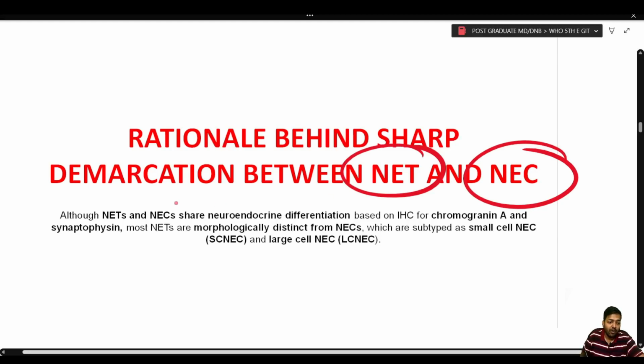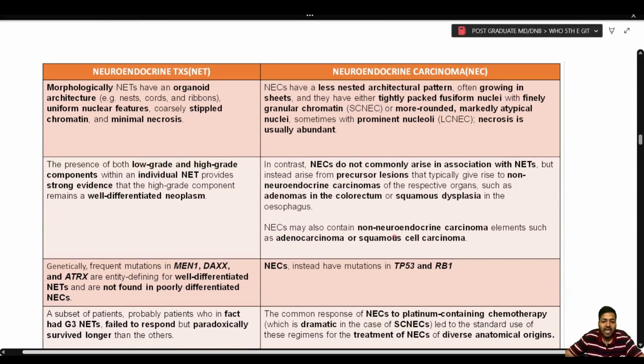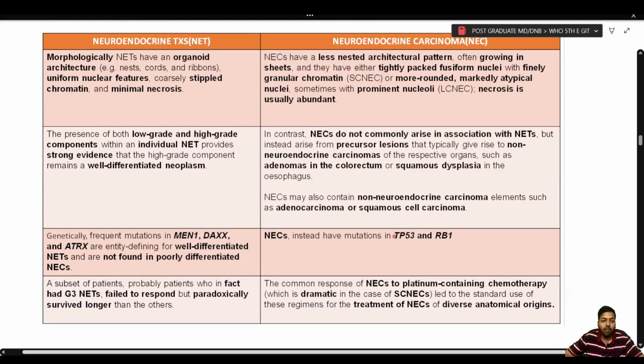Always remember that although NETs and neuroendocrine carcinomas share neuroendocrine differentiation based on IHC positivity for chromogranin A and synaptophysin, most neuroendocrine tumors are morphologically distinct from neuroendocrine carcinomas. And these neuroendocrine carcinomas are of two types, small cell and large cell neuroendocrine carcinomas. Now we are going to see the basic points of difference between the tumors and the carcinoma.